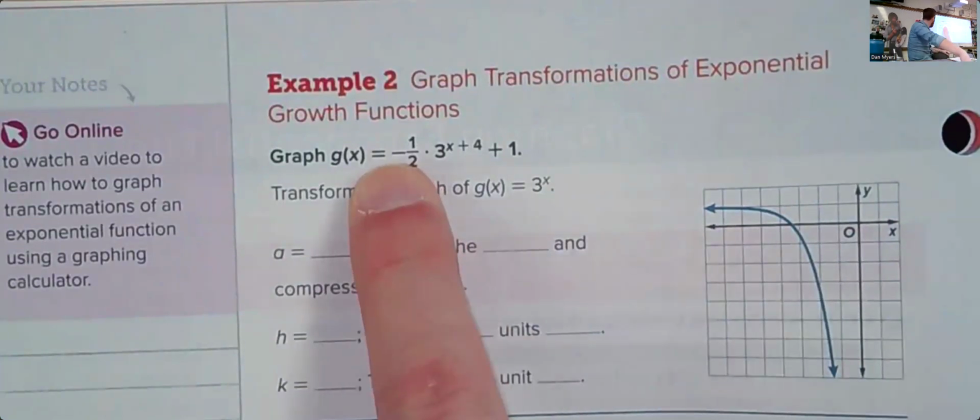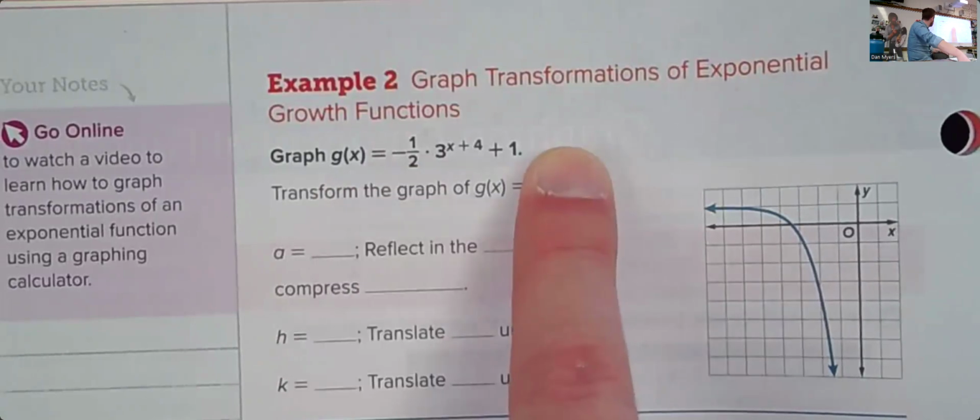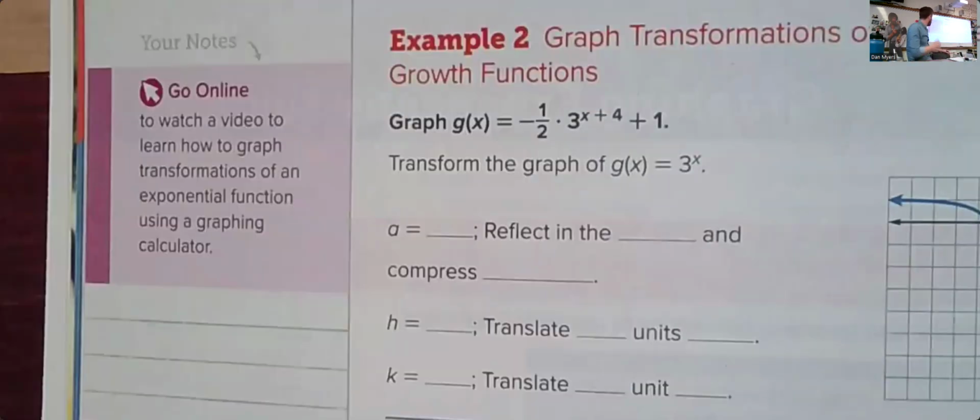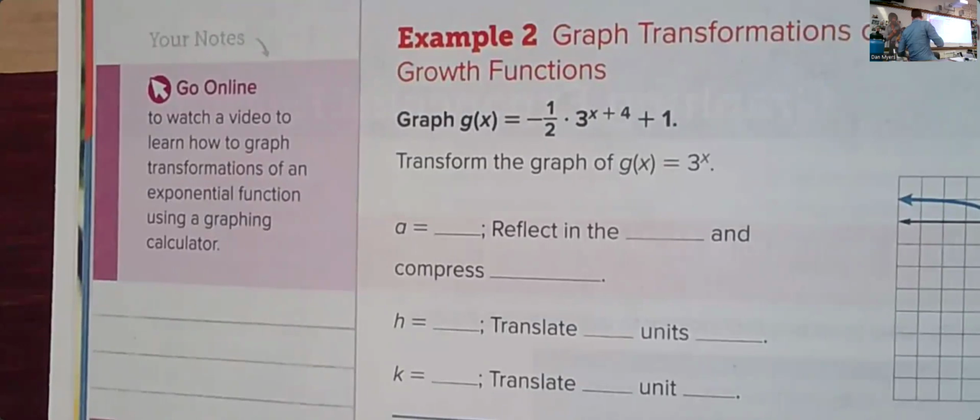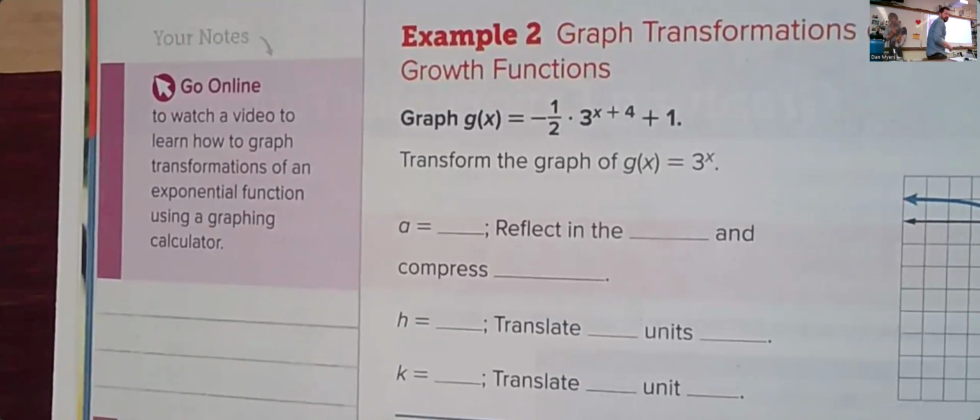Now there are things acting upon it, right? We've got a -1/2. We've got a +1 at the end. We've got a +4 up with our exponent. So I'm going to grab that cover page and we'll talk about what's going on here.